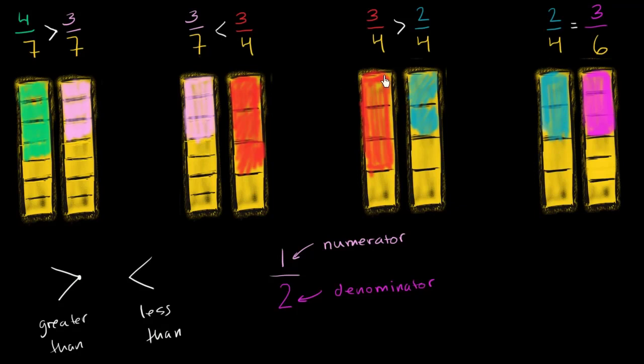If we were to draw the whole and split it only into two sections, we are shading in exactly one out of the two sections. One out of the two sections. So you could say that 2/4 is equal to 3/6, and they both equal 1/2. So 1/2 is equal to 2/4 is equal to 3/6.